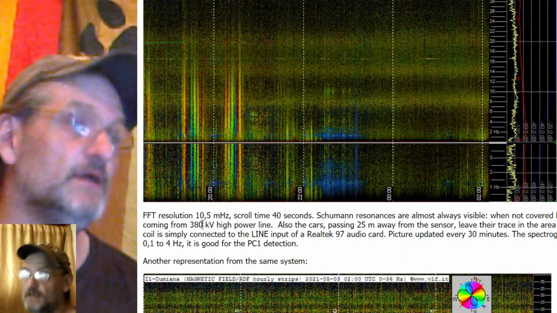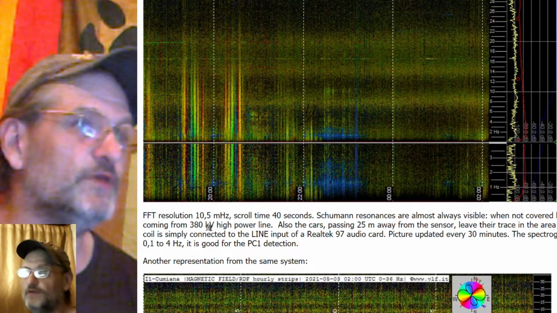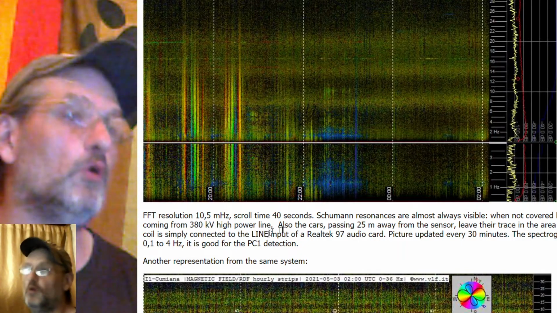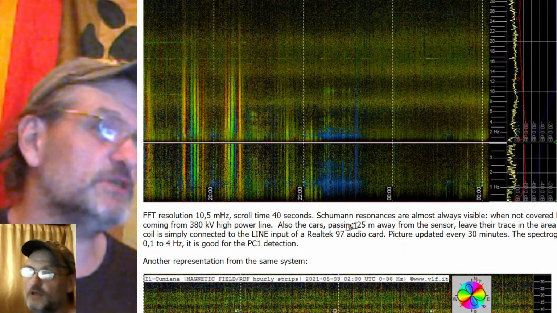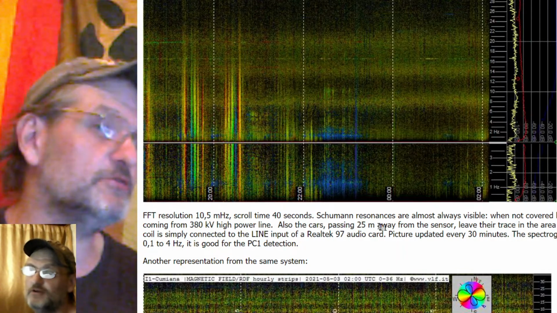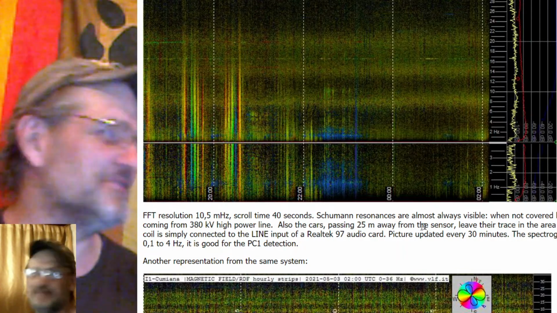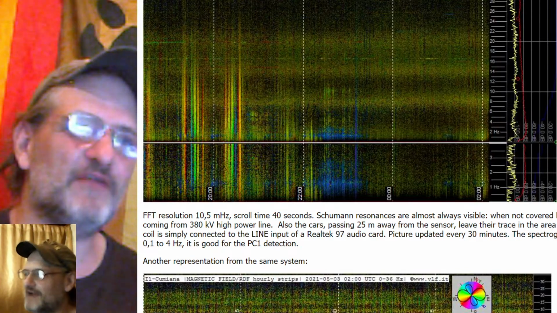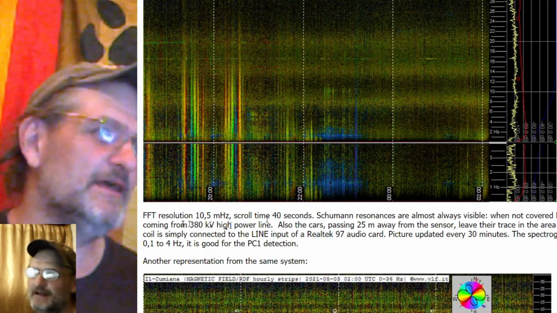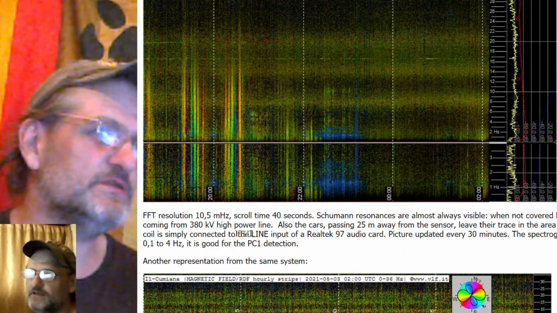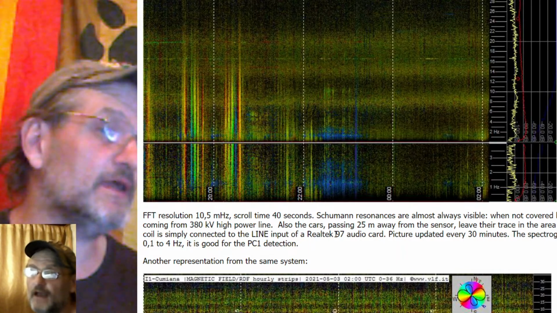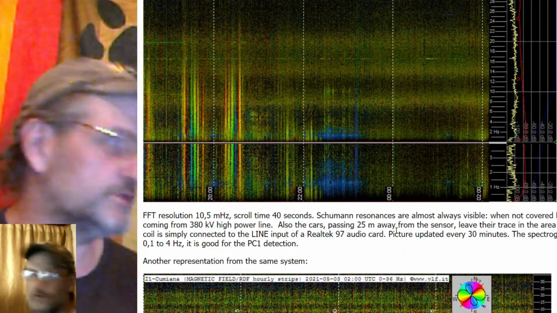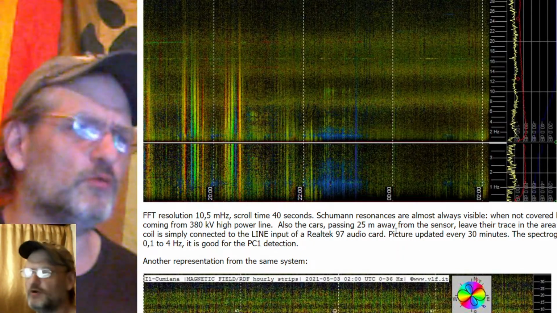And that is high tension, high voltage, right? 380 kilovolt. That is also the cars passing 25 meters away from the sensor. Oh, that is a thing. They leave their trace in the area around 10 hertz. The coil is simply connected to the line input of a Realtek 97 audio card, which is actually a fairly old one, if I remember correctly.